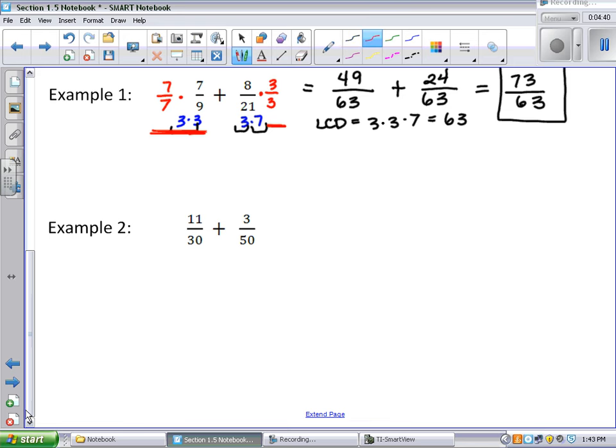Example 2. We have 30 as one denominator, 50 as the other. 30 is 6 times 5, or 3 times 2 times 5. 50 is 5 times 10, or 5 times 5 times 2. So again, to find my lowest common denominator, I'm going to look at what factors I have. I have one factor of 3, so I need a factor of 3. I have one factor of 2 here. I have one factor of 2 here. I need one factor of 2.